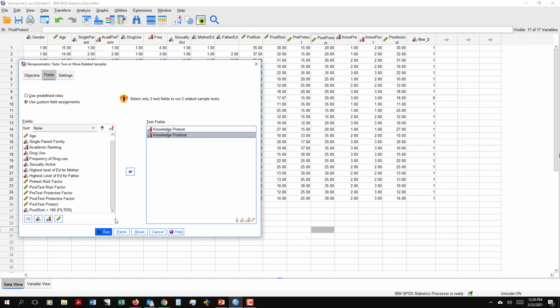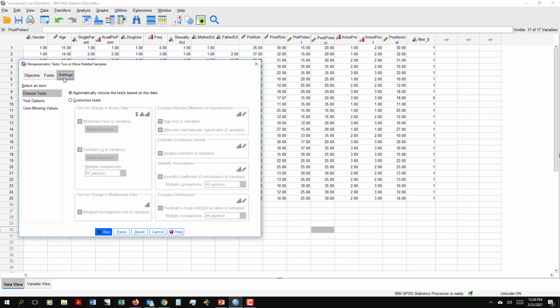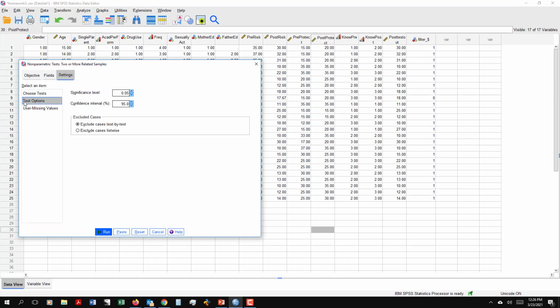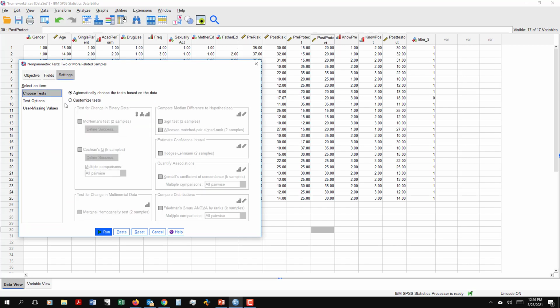The settings, and what we're going to run is we actually want the Wilcoxon test. So we're going to look at test options. Oops, choose test. Customize test. We want Wilcoxon matched pair signed rank 2 samples. We want Wilcoxon because this is the equivalent of a dependent samples t-test for ordinal level data. We can't run a t-test if we don't have interval ratio level data. So the Wilcoxon is the same thing. Related samples, it's the same thing as dependent samples t-test except for ordinal level data.